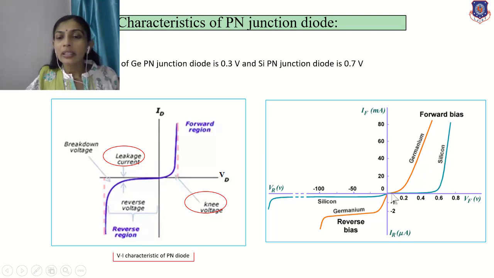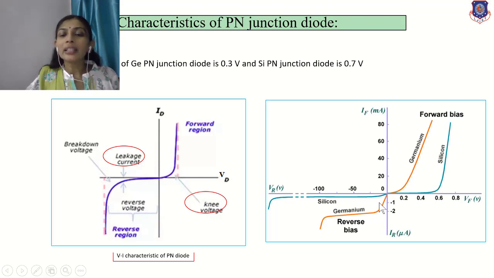And for silicon, initially current flows 0, and then current starts to flow or increase after 0.6, or the diode conducts at 0.7 volt. So that's the main part of the definition, that's the knee voltage for germanium and silicon, that is 0.3 and 0.7 respectively.